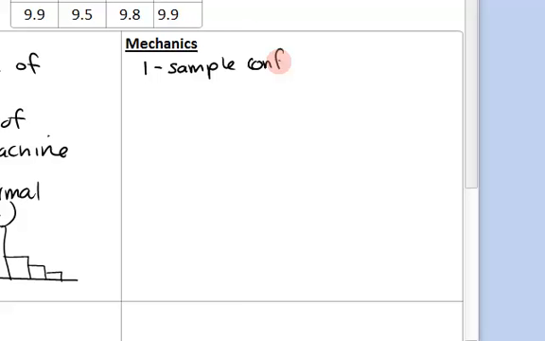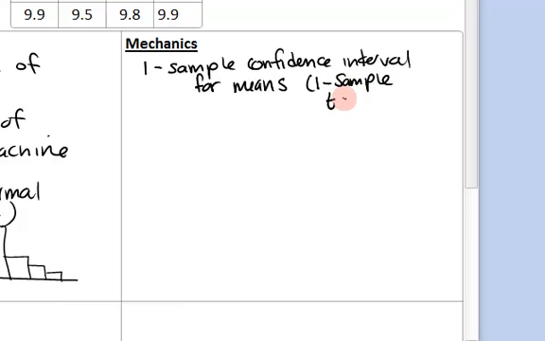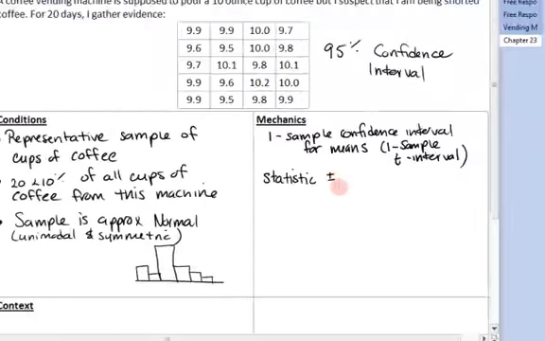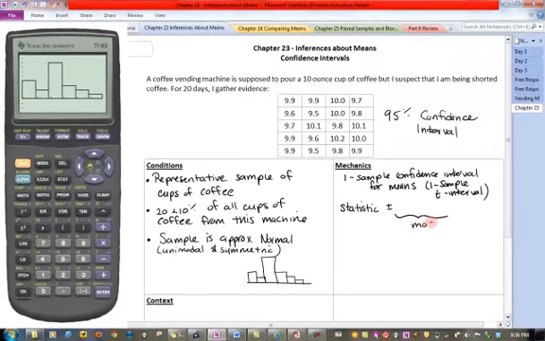confidence interval for means. It's okay if you call this a one sample T interval. And just like any confidence interval, we're going to create it by taking a statistic and adding or subtracting a margin of error, which is made up of a critical value times a standard error.